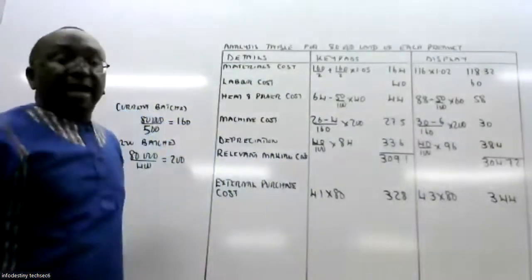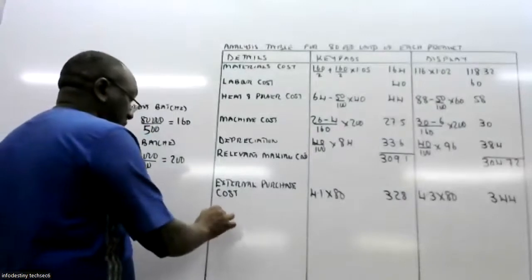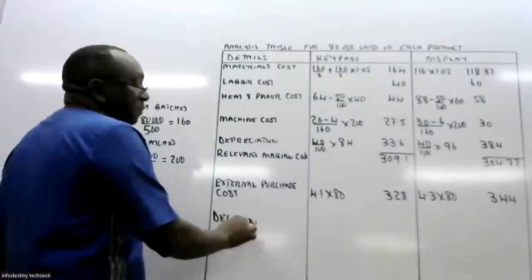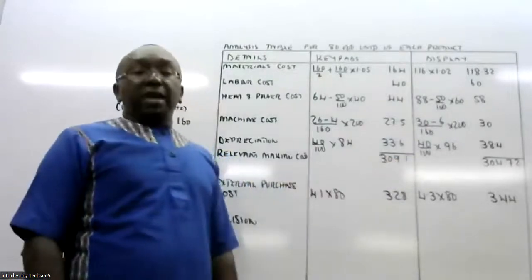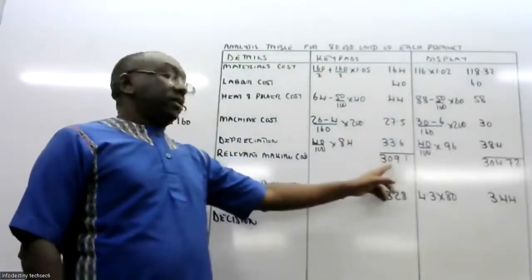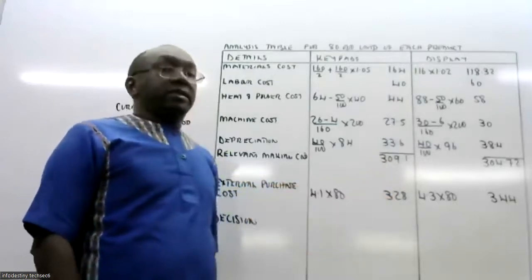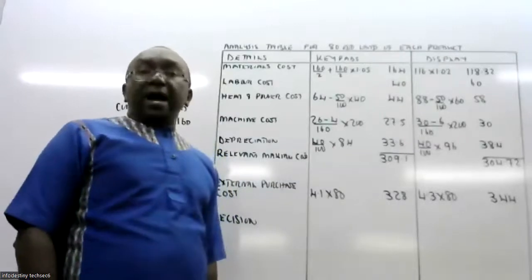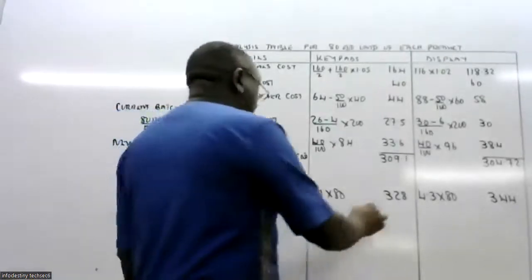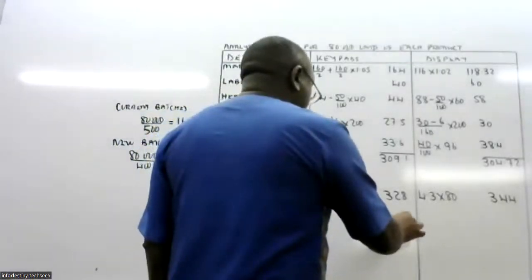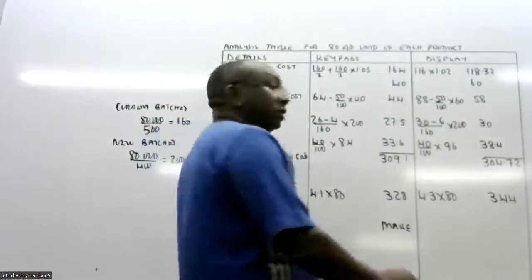So when you have that, you now make a decision. You simply compare this and this. If you decide to make by yourself, you will incur this. Ukinunua nje, you will incur this. So which one is better? Do you buy, do you make? You should make. And the other one, do you buy, do you make? You should make.